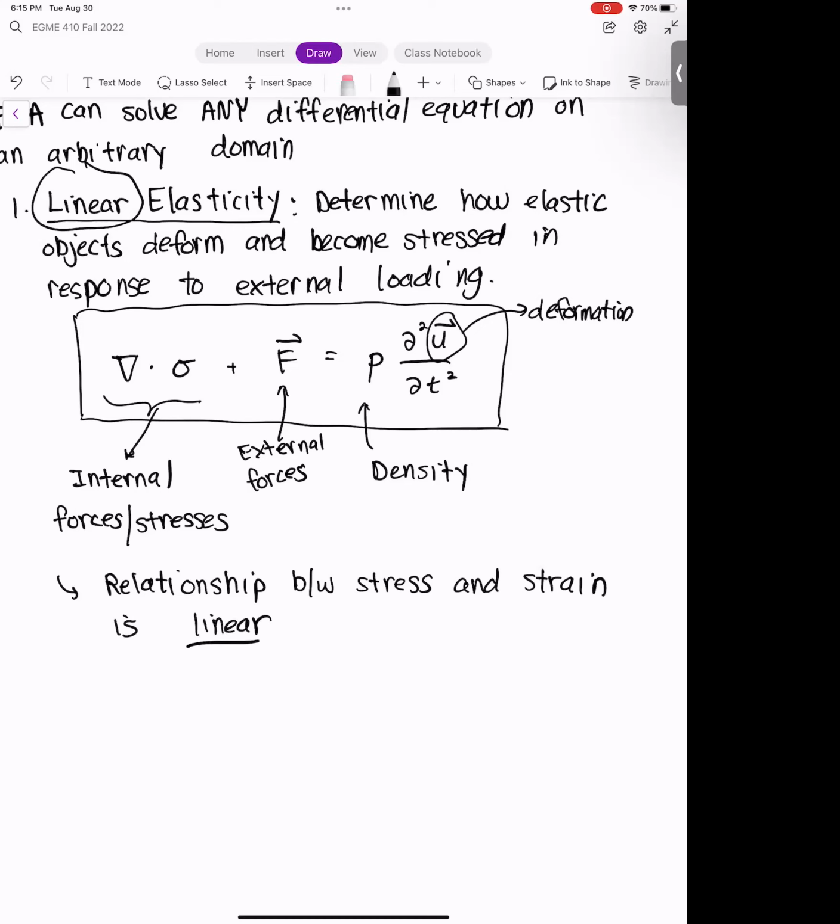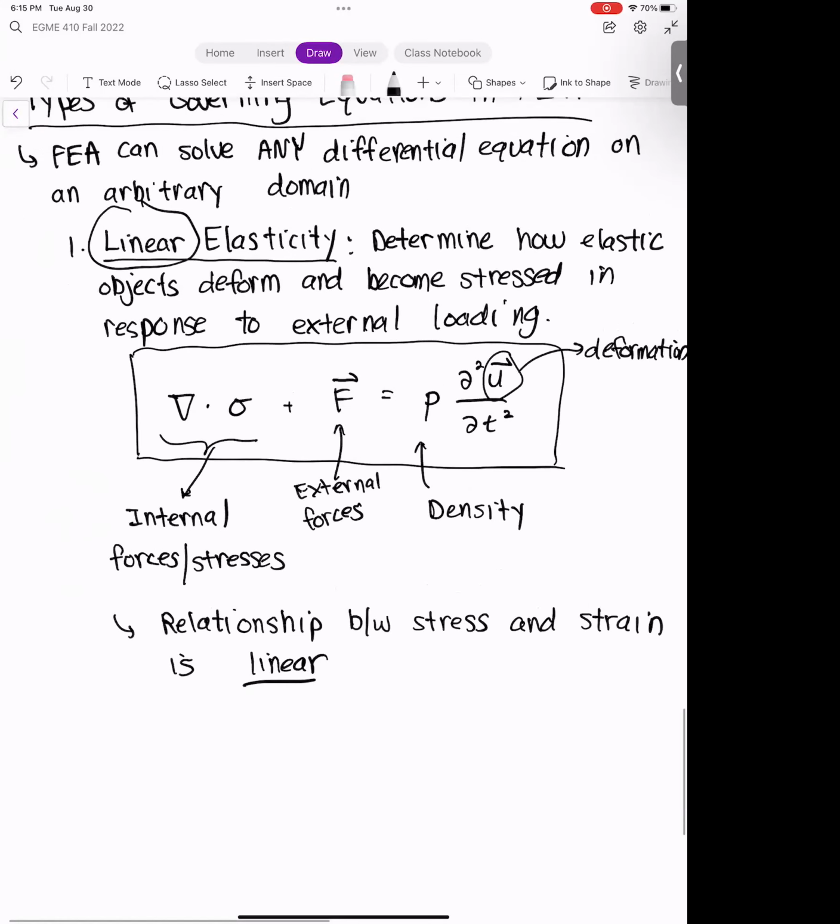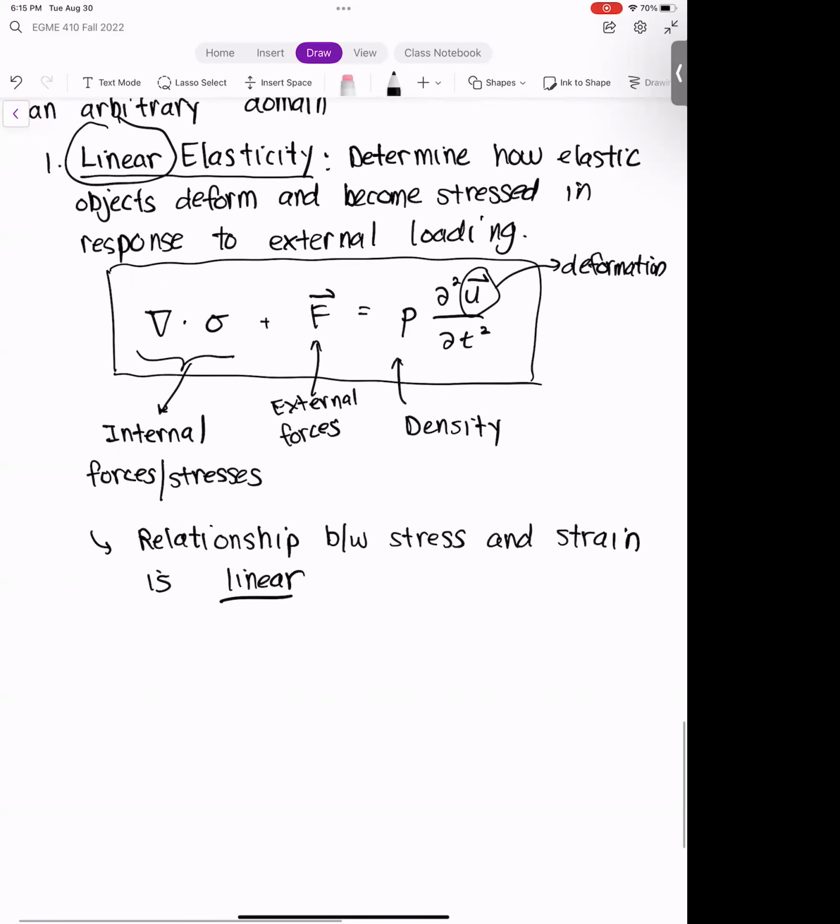And so hopefully the following equation is familiar to you. A linear elastic material follows the following relationship: sigma, which is the stress in the material, is equal to E, which is the Young's modulus, multiplied by the strain. That's a simple expression in 1D. This is the very famous Hooke's law.